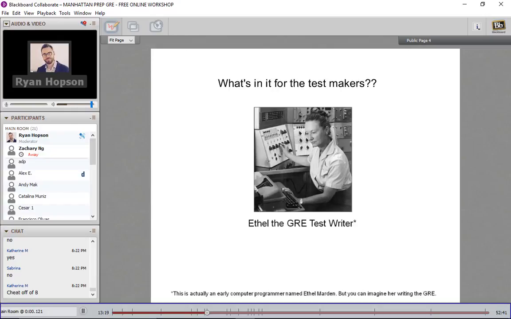Now, for Catherine and anybody else who's taking the full course, you're already familiar with this lady right here. This is actually Ethel Martin, who was an early computer programmer. But in the context of the GRE classes, we use her as our personification of all of the test makers. A little weird to say that because they're actually people, but still, she's going to be almost our scapegoat here. You can imagine that the people writing this test are in a room somewhere, turning knobs and flipping switches and writing questions that are designed to give you a hard time.